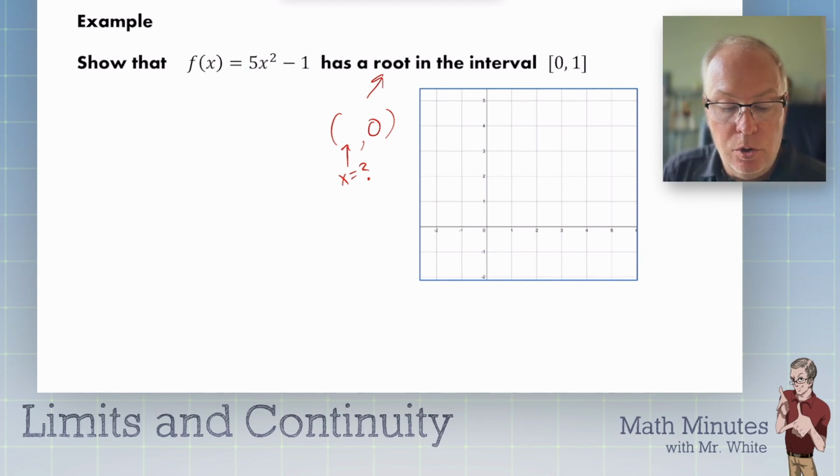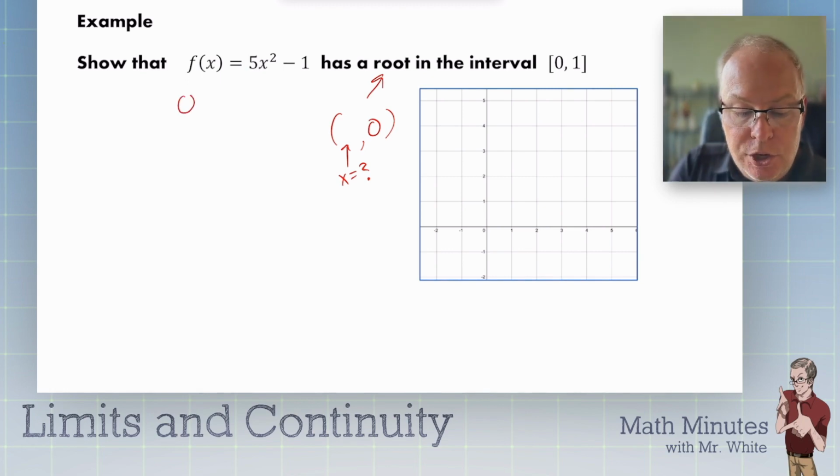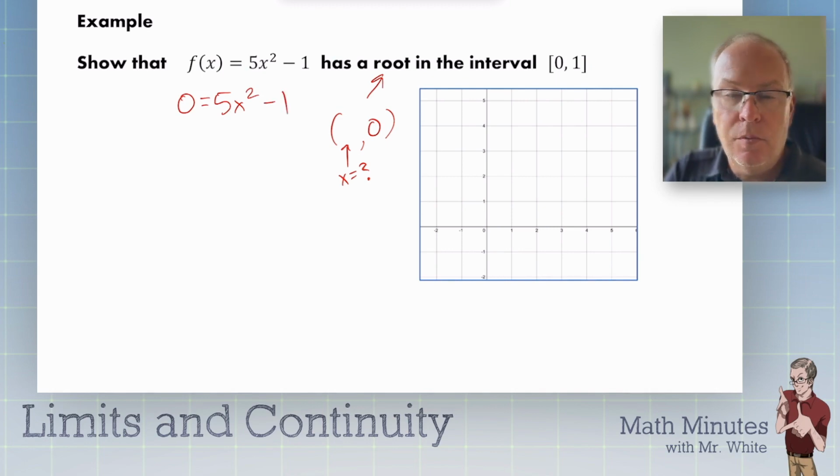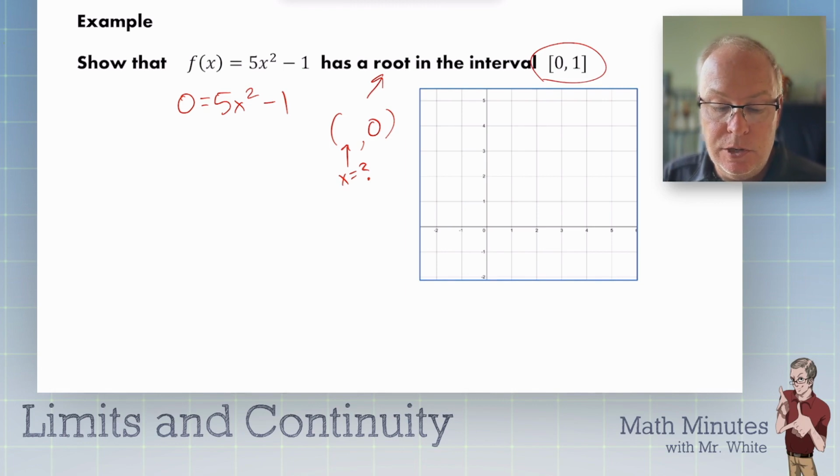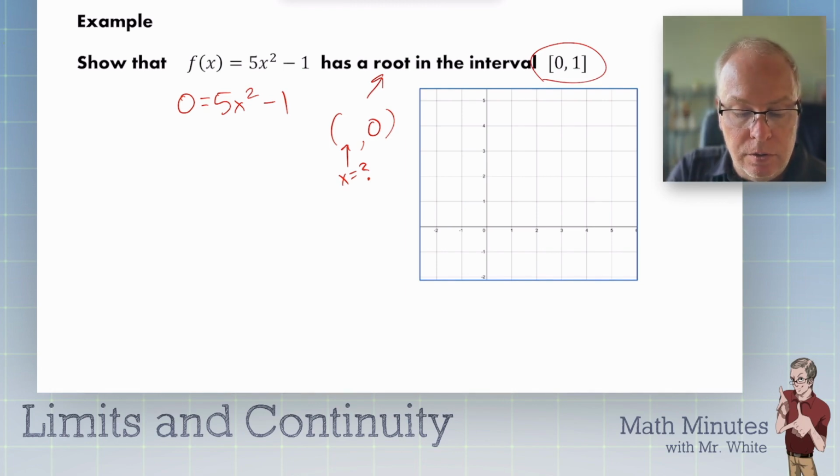So we're trying to show that this has a solution. We're just trying to show it with the intermediate value theorem. And we're also trying to show that one of them is between 0 and 1. One of the solutions is between 0 and 1. So here's what we're going to do.